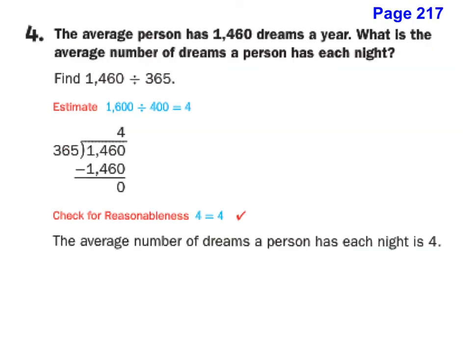All right, let's try this one. The average person has 1,460 dreams a year. What's the average number of dreams a person has each night? Well, first of all, we have to know that in a year there are 365 days. So we're going to take the total number of dreams and divide by 365.